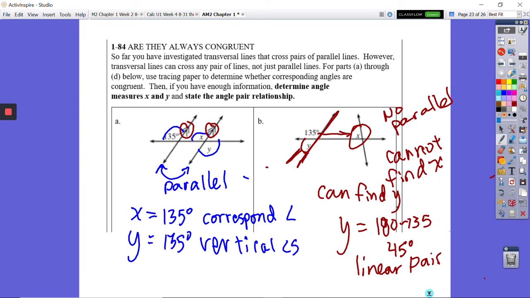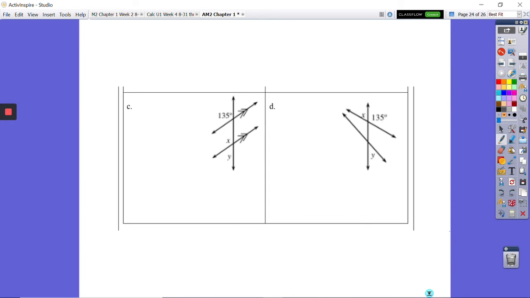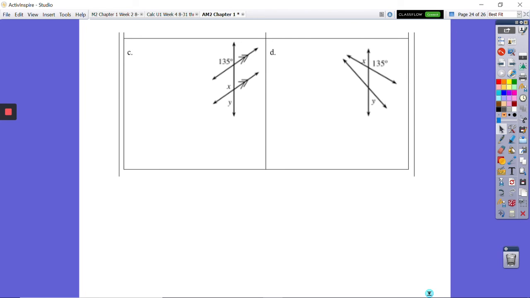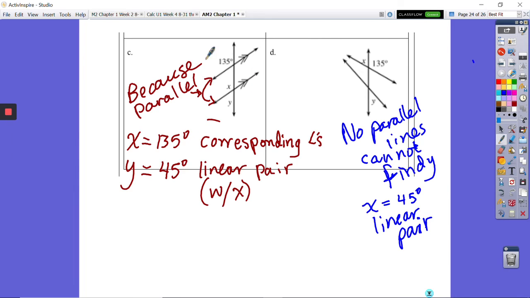All right, moving on. What about these? Can we find these? So I want you to go ahead and try these two. Pause the video right now and try these two, and then I'll be back with the answer in just a minute. And so in picture C, I can find both of them. X is 135 because they're parallel lines, and Y is 45 because it's a linear pair with X. In D, I cannot find Y because there are no parallel lines, but X is 45 because it's a linear pair with 135. And so that is what we're talking about today.